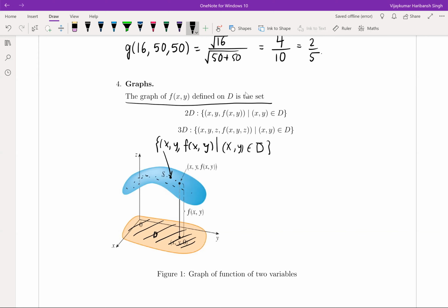Now similarly, the graph of a three-dimensional function: if D belongs to R3, then it will be the set of (x, y, z, f of x, y, z), where (x, y, z) belongs to D. Okay. So we will not be drawing 3D. We will not be drawing a function from space to real numbers, because that would be in 4 dimensions. That's slightly tedious to imagine, but we'll definitely do 2D.